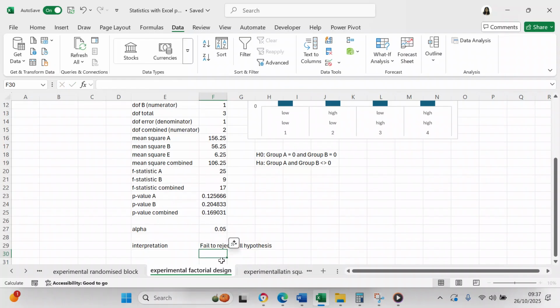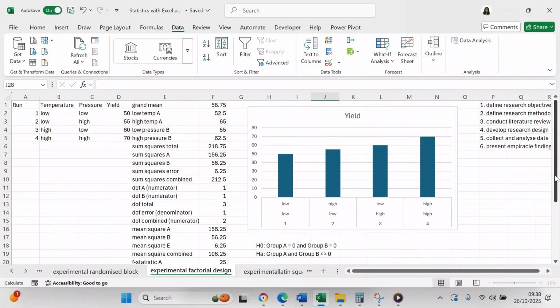So the interpretation is you're going to fail to reject the null hypothesis because the p-values for A, B, and combined are all three greater than 0.05. And then what I've done is I've made a graph for you to show you the yields. And you can see that there's not a big difference between the yields, and that's what the p-value is all about.